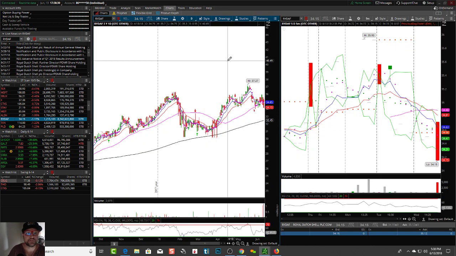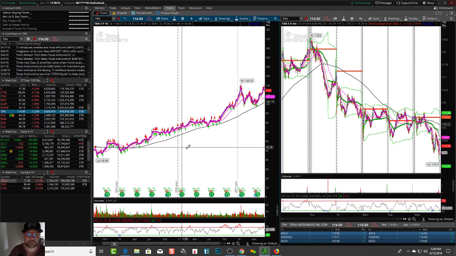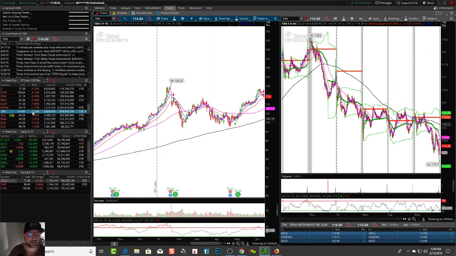But it has no options. Most people don't have the funds to trade a $34 stock. So if there's no options, I'm not really putting it on.